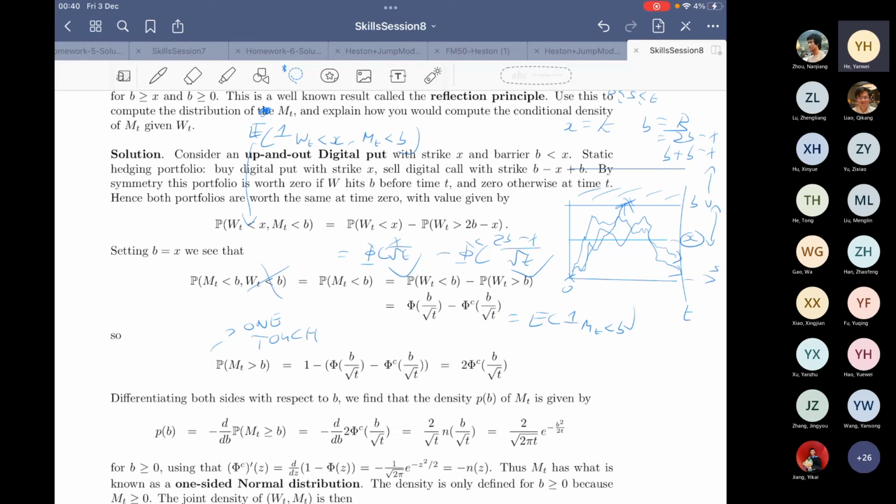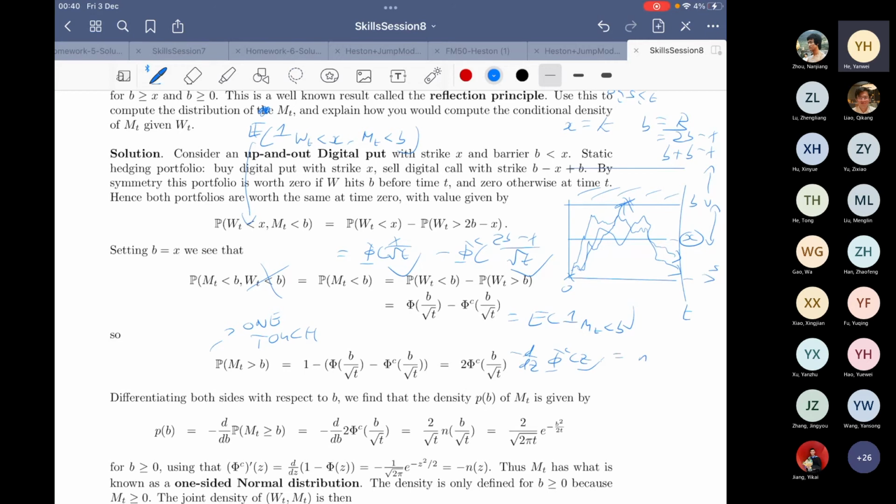You get a 1 over square root t from the inside of that, and the phi becomes the n. I'm using the fact that if you consider the phi complement function evaluated at z, minus d/dz of that is the standard normal density, denoted n(z). When you plug that in, you end up with this. But we recognise this is simply twice the density of Brownian motion itself.